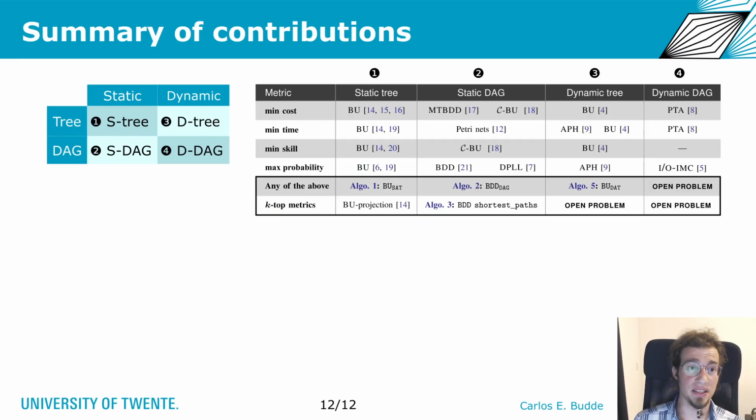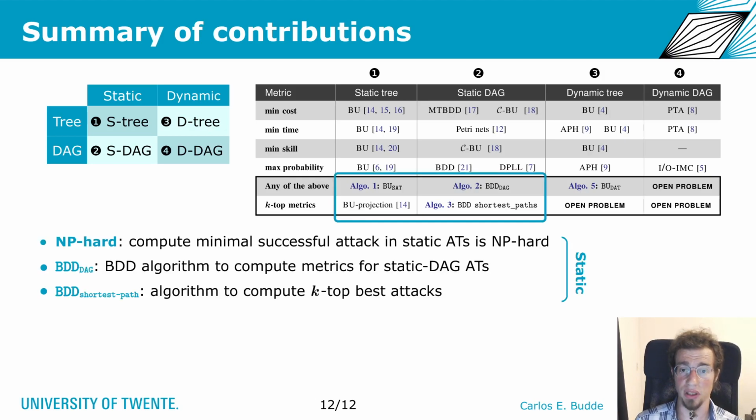Okay, that's essentially it. So what we have presented are different algorithms to compute metrics for different kinds of attack trees, which are asymptotically efficient for the different classes. For static attack trees, we have presented a BDD algorithm that traverses the BDD. I did not mention it, but it's in the paper. You can also use this to compute the k-shortest paths, the k-shortest attacks.